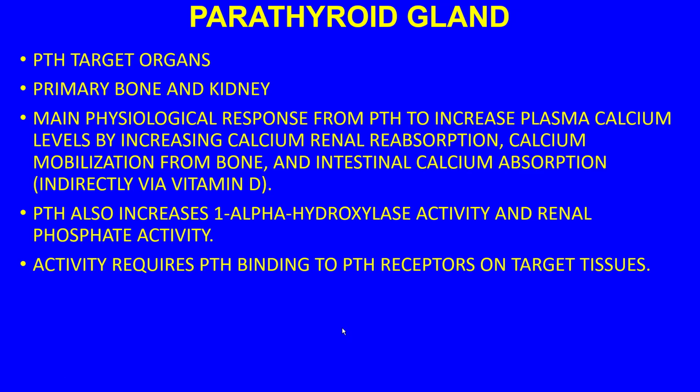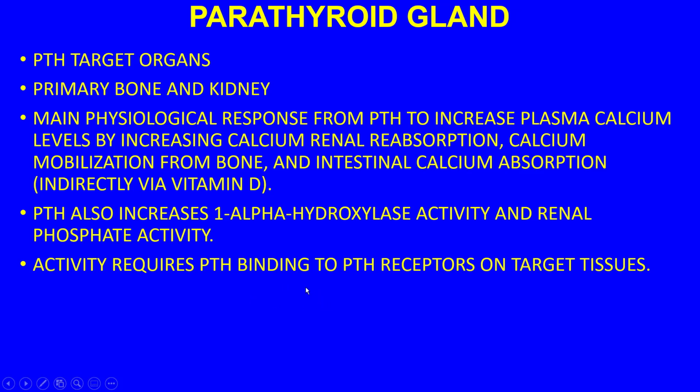Primarily what we're talking about is the bone and the kidney. The kidney we really deal with in the sense of excretion. The bone we consider as this calcium storehouse. The main physiological response from PTH to increase plasma calcium levels is by increasing calcium renal absorption, calcium mobilization from the bone, and of course we can increase our intestinal calcium absorption. But there's another player that's necessary there, and that is vitamin D.